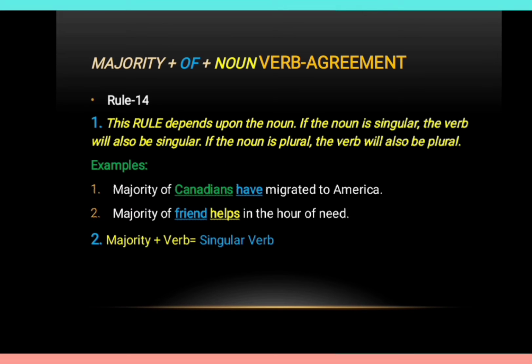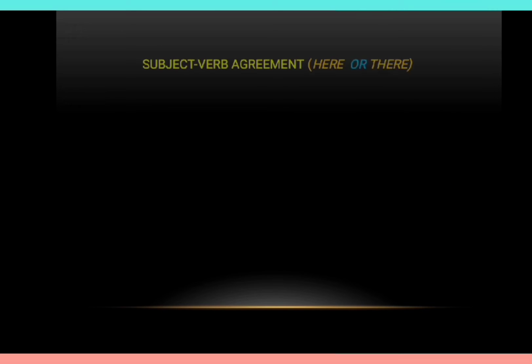The second category of this rule is majority plus verb is equal to singular verb. A small majority holds independent opinion. A small majority plus verb is equal to singular verb. That is the whole construction of rule number 14, and this rule is also very important in the construction of subject-verb agreement.